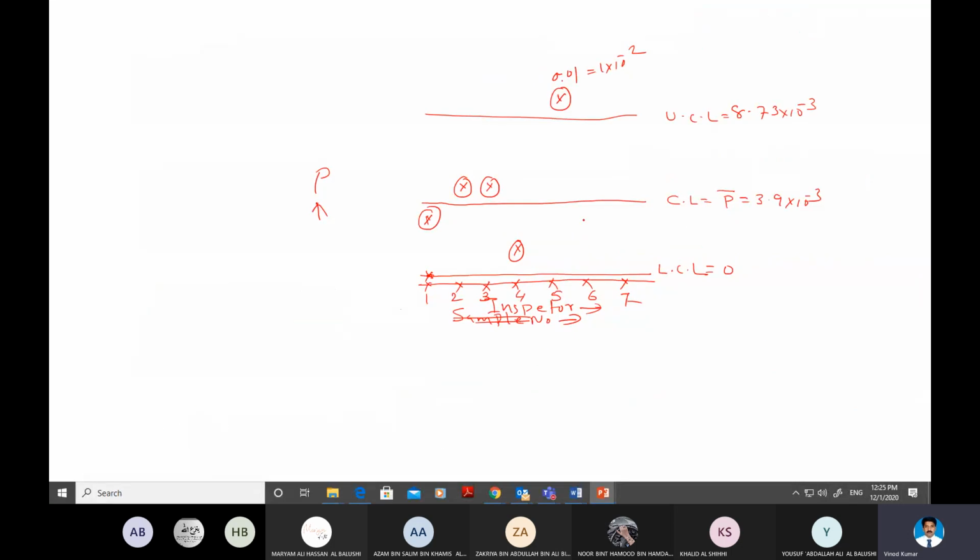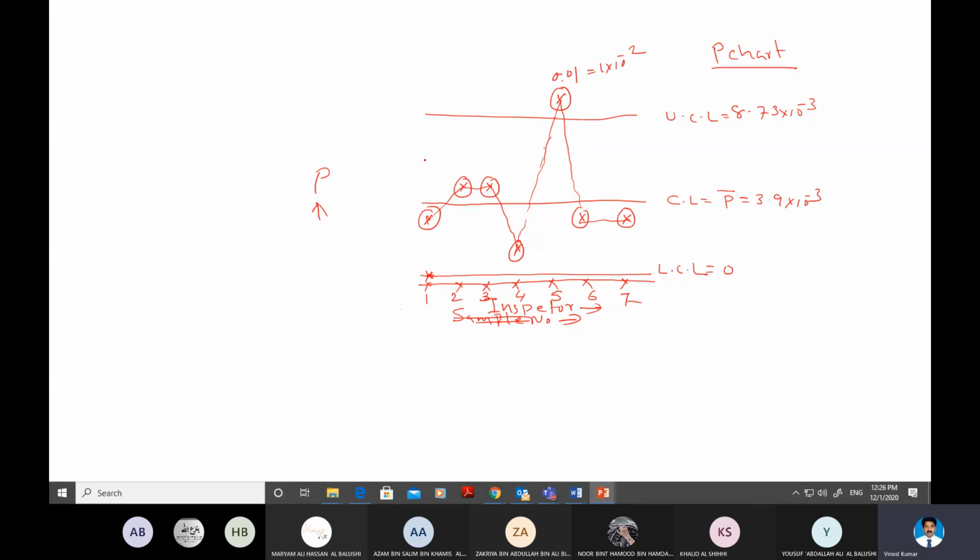2.66 means it has to be somewhere here. The seventh is also the same. So what do you need to do? You need to join them. So this chart is called a P chart. That's it, finished. This is called a P chart.